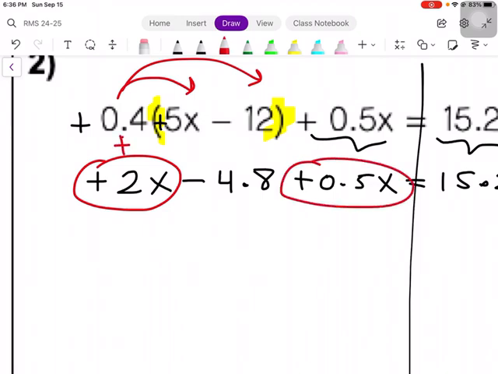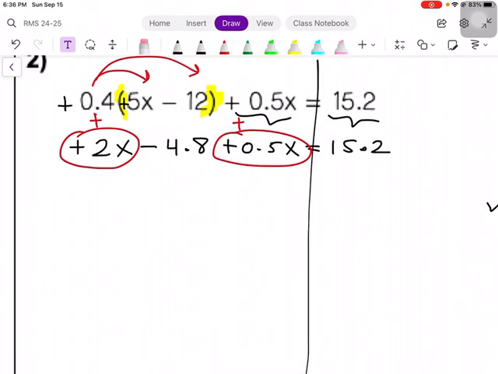Now they appear to both be positive. So if I use my nifty song, same sign, add and keep, I know I'm going to add these together and keep it positive. So in my calculator, if I do 2 plus 0.5, I get 2.5. Don't forget the x, and it's positive. Then I'm just going to bring down two terms I didn't use yet.